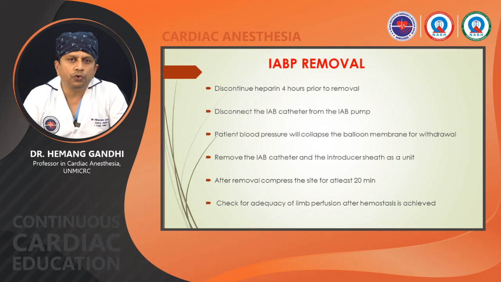Once you decide on removal after weaning, discontinue the heparin 4 hours prior to the removal, and disconnect the IABP catheter from the IABP pump. The patient's blood pressure will collapse the balloon membrane once you disconnect from the console. Before withdrawal, remove the IABP catheter and the sheath, if it is there, as a single unit, and after removal give proper compression over the insertion site for at least 20 minutes. After that, check there is no bleeding or hematoma, and also check the adequacy of limb perfusion after hemostasis is achieved.